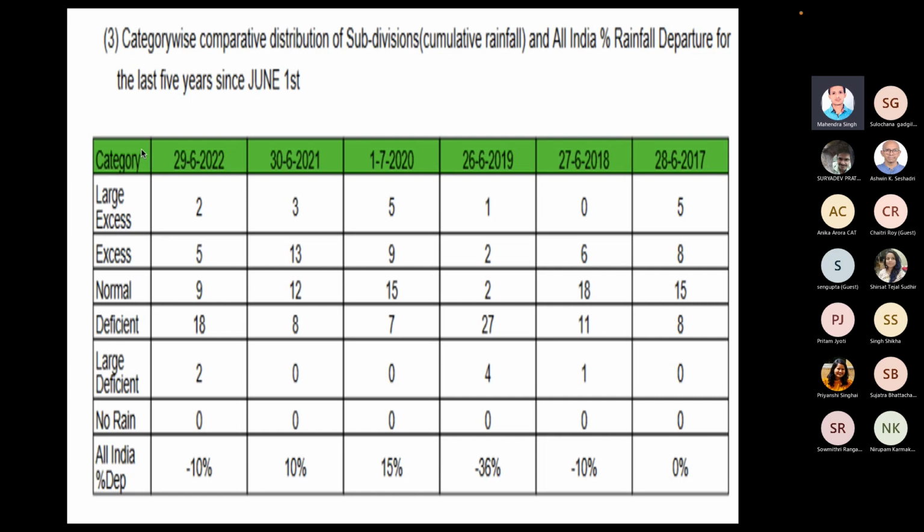You can see that the all-India departure this year is minus 10%, similar to 2018, but better than 2019. 2019 was minus 36%, but remember 2019 was a very unusual year. It was minus 36% on 26 June, but it was well above normal at the end of the season. So 2019 is a very unusual year.